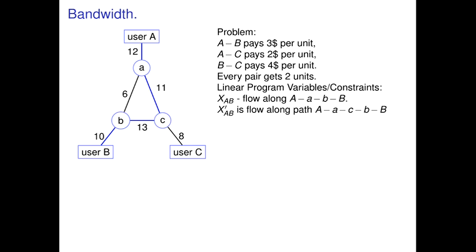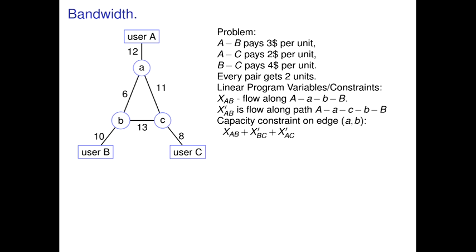Okay, so we're done with A and B. Now you can define corresponding variables for A to C and from B to C. Okay? Now, the capacity constraint says on edge AB.